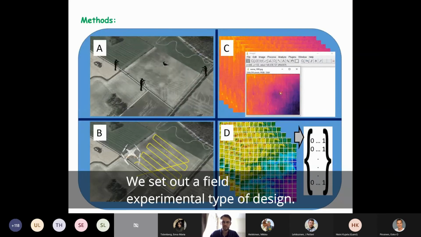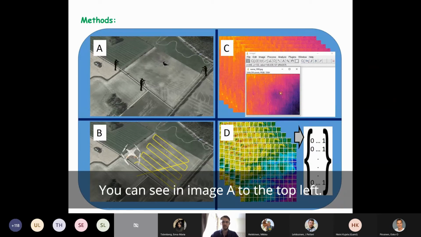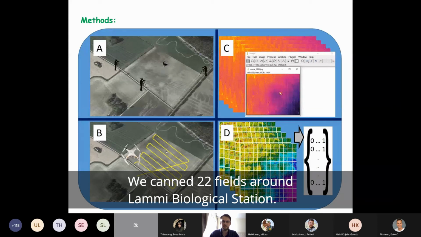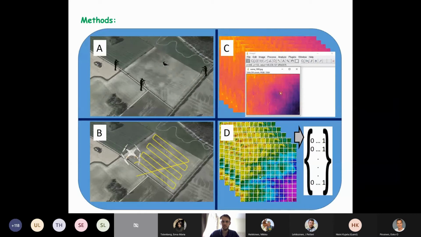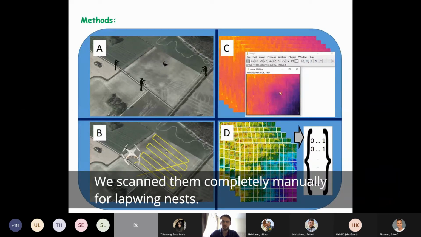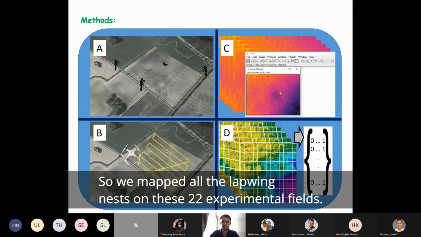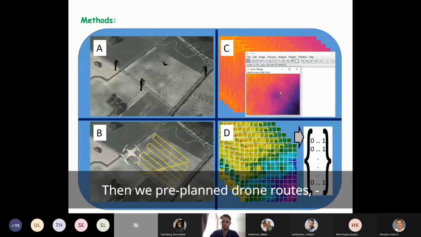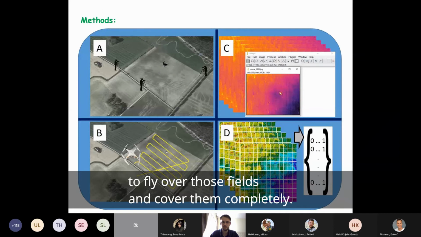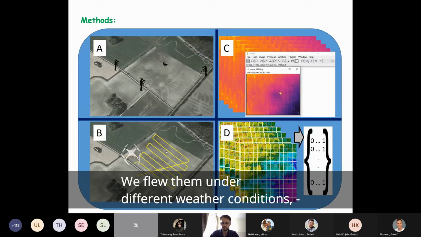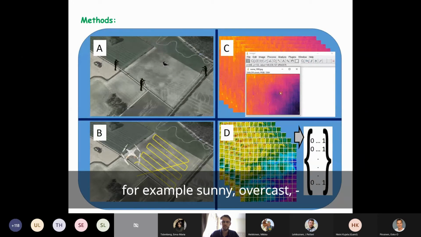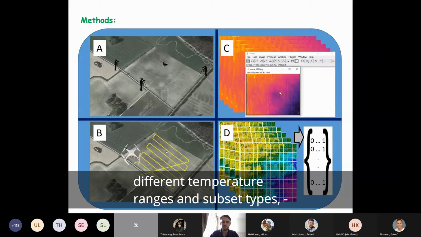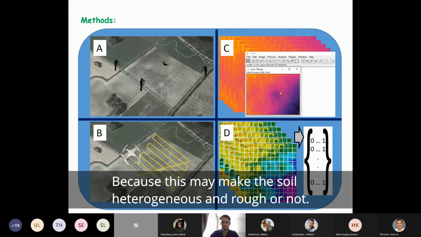We set out a field experimental type of design, where you can see in the A image to the top left, we scanned 22 field parcels around Lammi Biological Station completely. We scanned them completely manually for lapwing nests. So we mapped all the lapwing nests on these 22 experimental fields. Then we pre-planned drone routes, drones that were fitted with a thermal camera, to fly over those fields and cover them completely. And we flew those drones under different weather conditions, for example, sunny, overcast, different temperature ranges, and also different substrate types, whether the field was plowed or unplowed, because this may make the soil rather heterogeneous and rough or not.